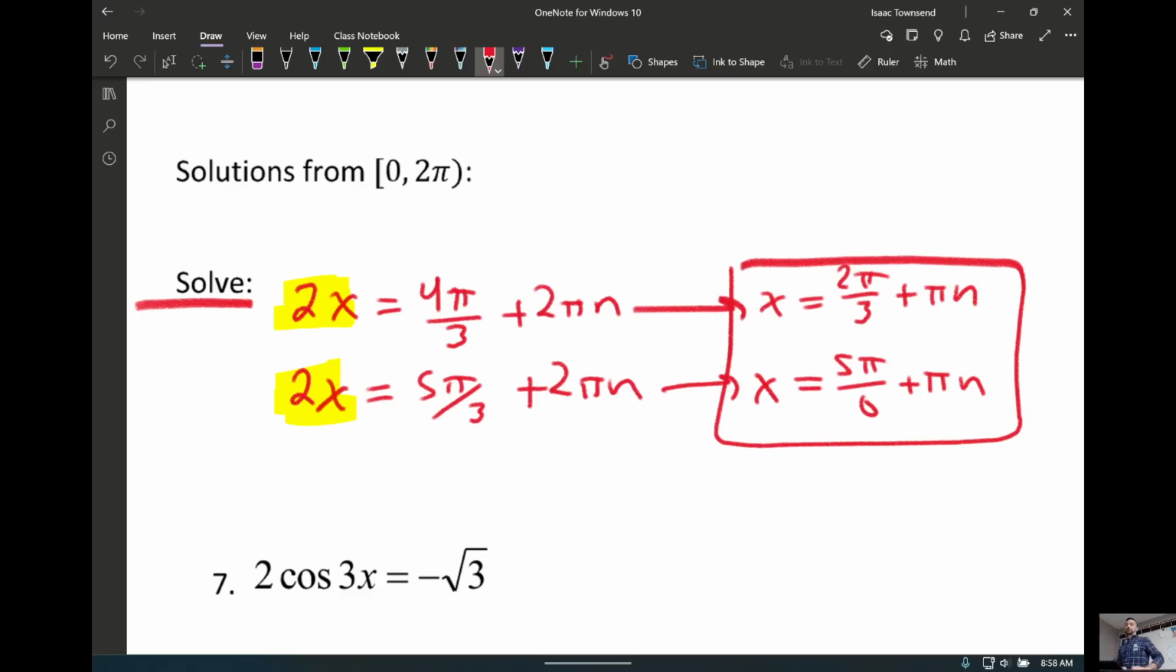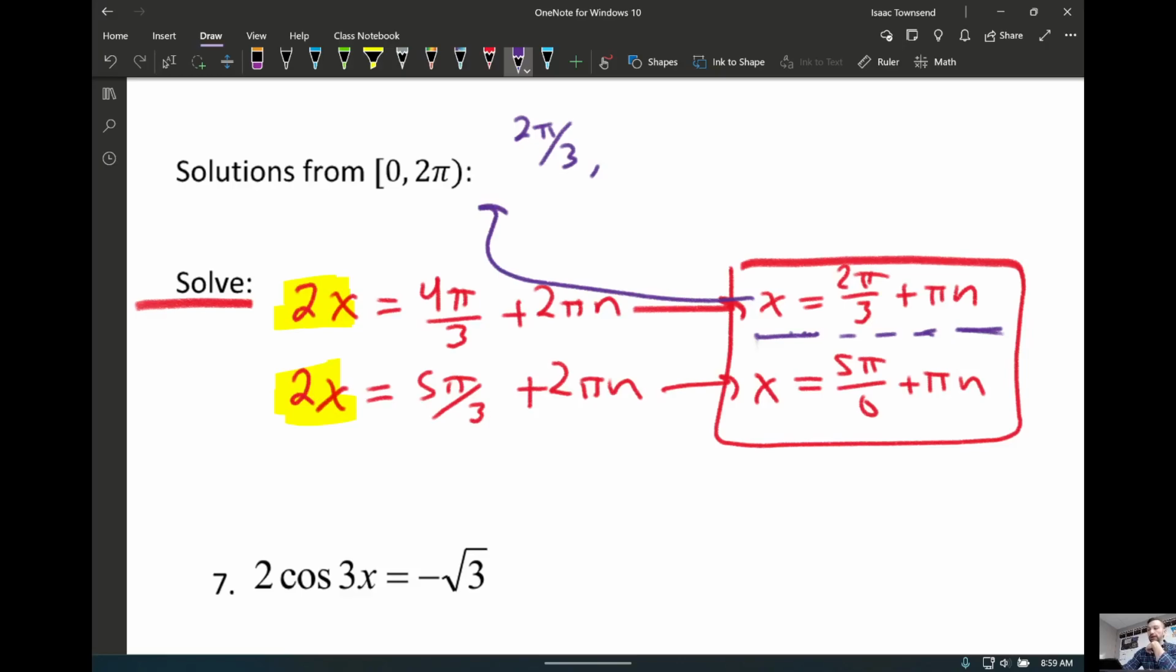So now I can backtrack and give the solutions between 0 and 2 pi. So if I use this guy and I let him tell me the answers, he says one of them is 2 pi over 3. 2 pi over 3 is between 0 and 2 pi, so I need to include it. But then he says if you add pi, you should get another answer.